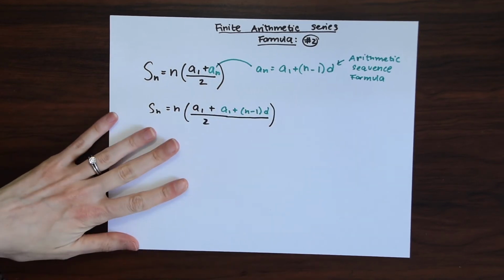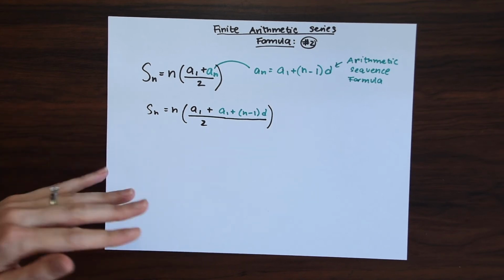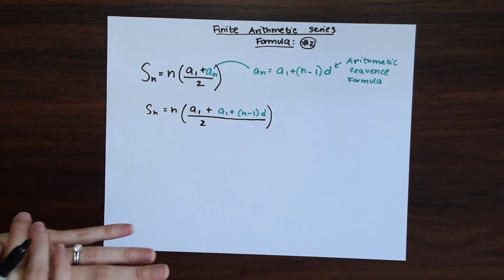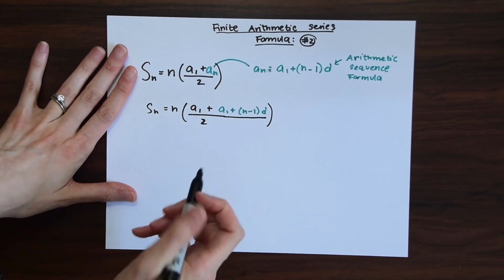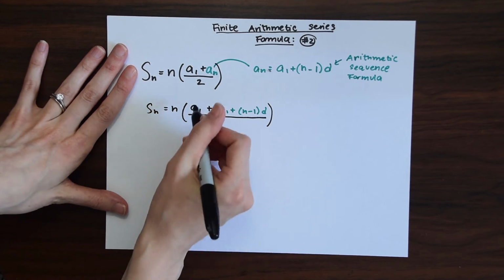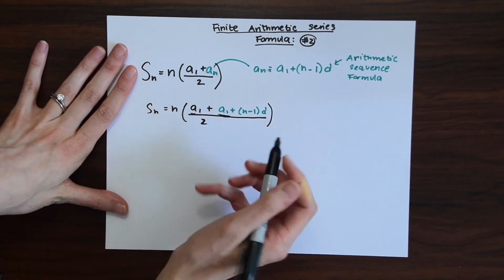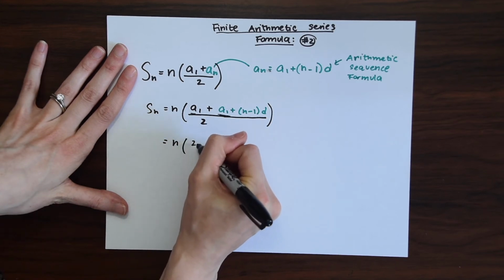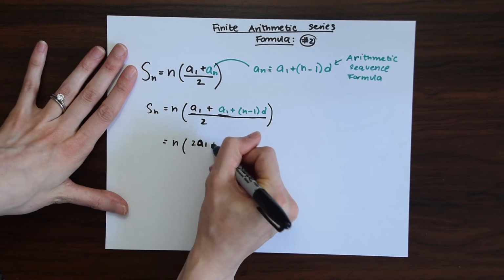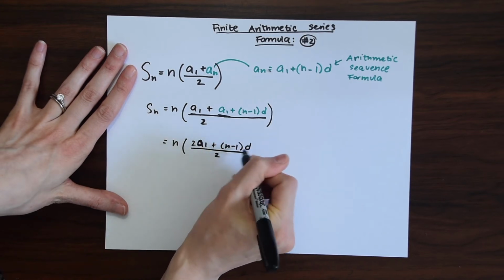You won't always be given the value of the last term of an arithmetic series, so it's important to know how to rework this, or just to memorize this second version of this formula. So now all we need to do here is combine like terms and rework this a little bit. So notice we have 2 a sub 1s, so this is now equal to n times 2 a sub 1 plus n minus 1 times d all over 2.